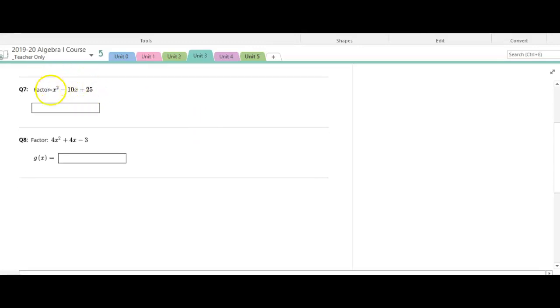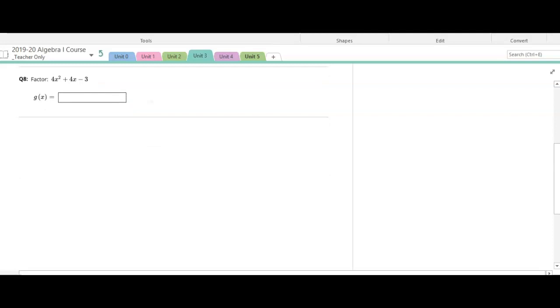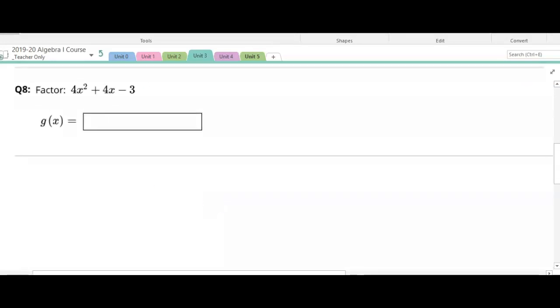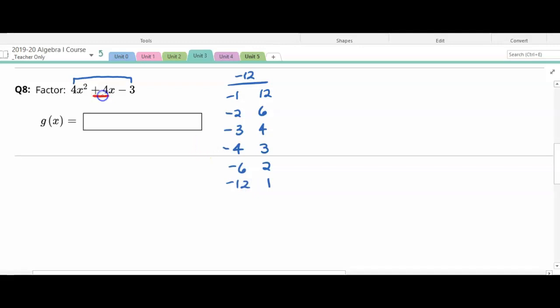Two numbers that multiply to give me 25 and combine to negative 10 would be x take away 5, x take away 5. And now it gets a little bit more interesting because our leading coefficient is no longer 1. 4 times negative 3 gives me negative 12. Numbers that multiply to negative 12, numbers on this list combine to give me positive 4.